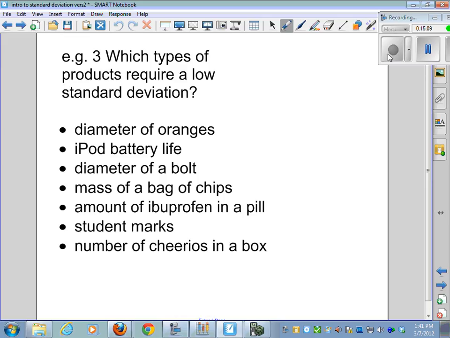What about the diameter of a bolt? Do you need that to be consistent? Yes. If it's a 1/4 inch bolt, it better be pretty close to a 1/4 inch, hadn't it?